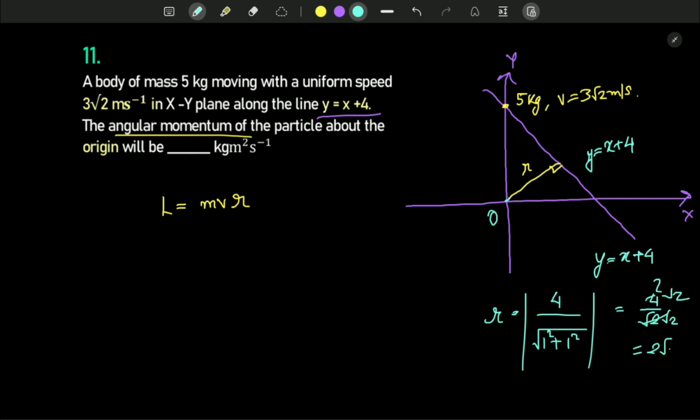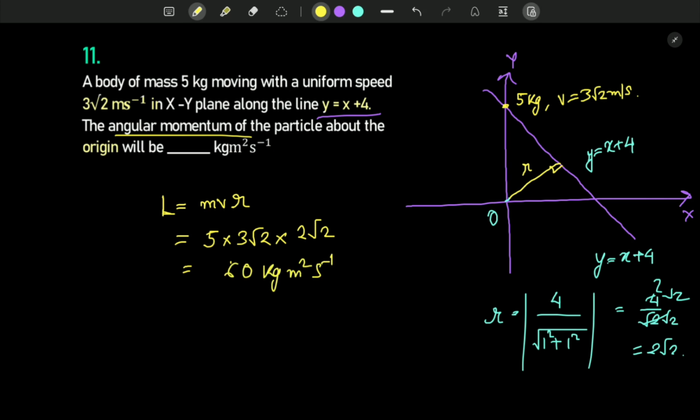So 2 root 2 is distance r. So L = mvr, where m is mass 5 kg, v is 3 root 2, and r I have found out to be 2 root 2. So 5 times 3 is 15, 15 times 2 is 30, and 30 times 2 is 60. So 60 kg meter square per second. So 60 is our final answer.